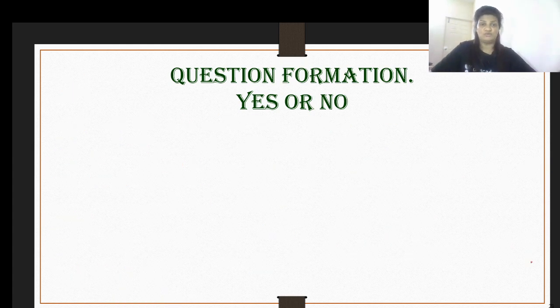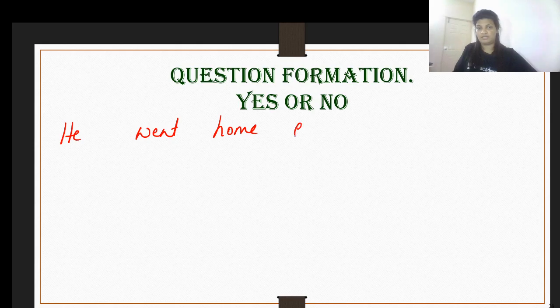Now let us move on to the third person singular subjects, which are he, she, and it. What were the examples that I gave you? He went home early yesterday. That's your statement.